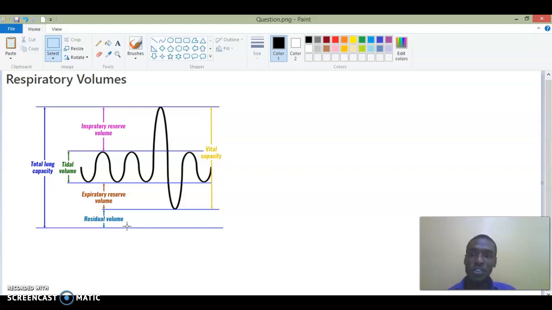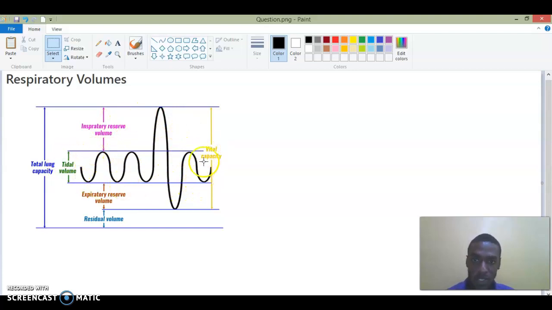We want to focus primarily on what is called vital capacity, and vital capacity is, as the name suggests, a measure of what, well, when you look at the graph, you can realize that it takes into consideration not just the tidal volume.